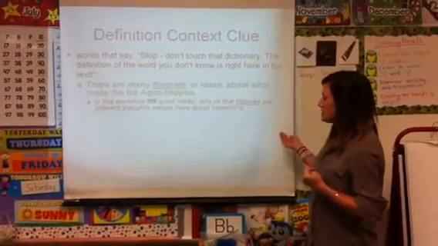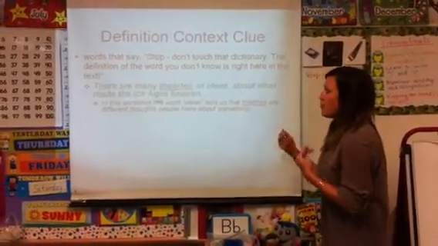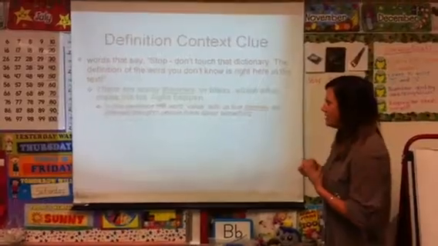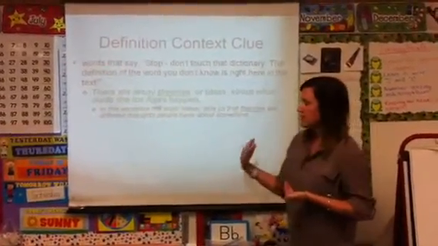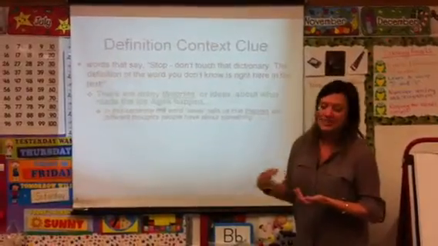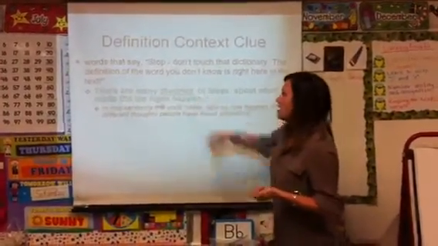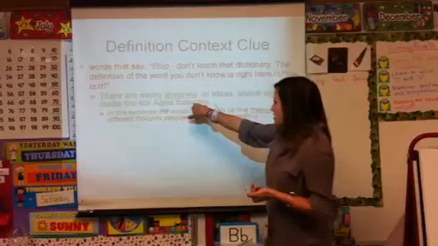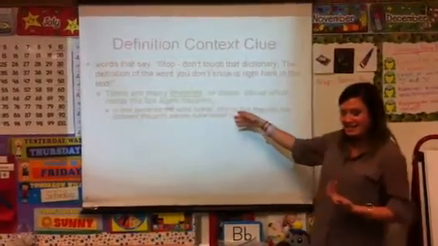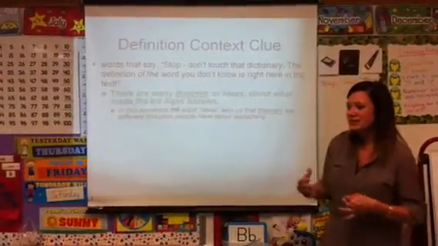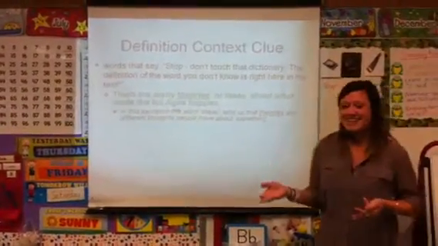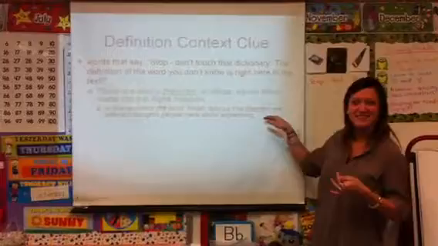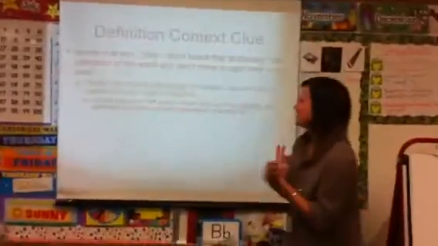There are many theories or ideas about what made the ice ages happen. Look in the sentence and we see one of the words we talked about to help us figure out the definition, and that is or. So there are many theories or ideas, helping us determine what the word means. If I had a classroom, I would ask them to look for the word that helps give that clue.